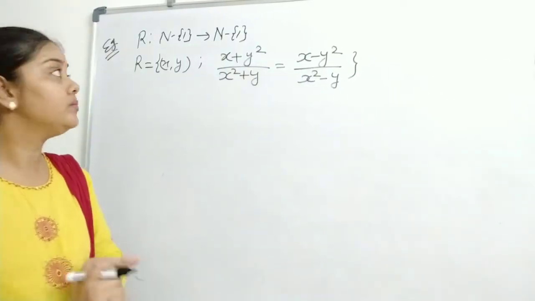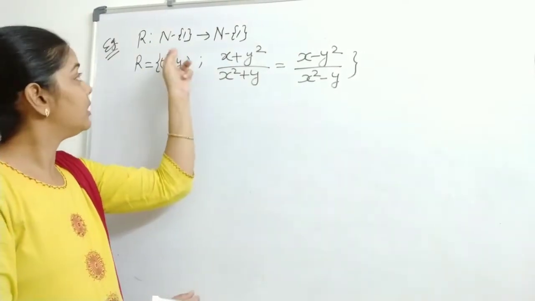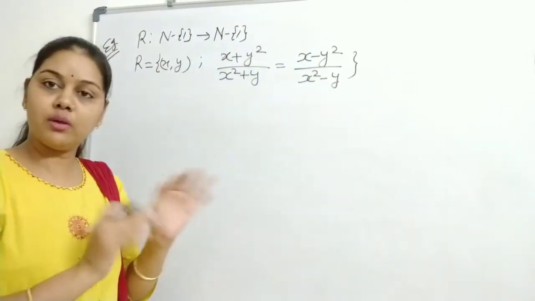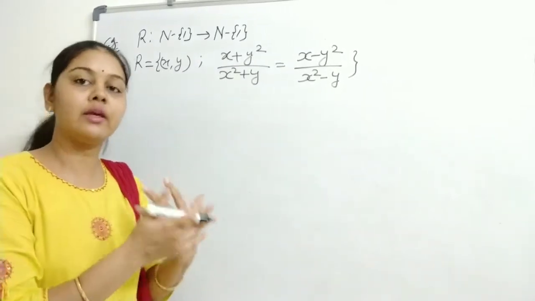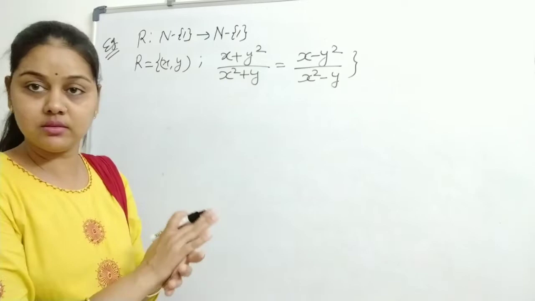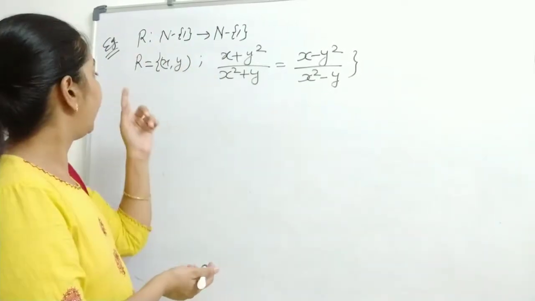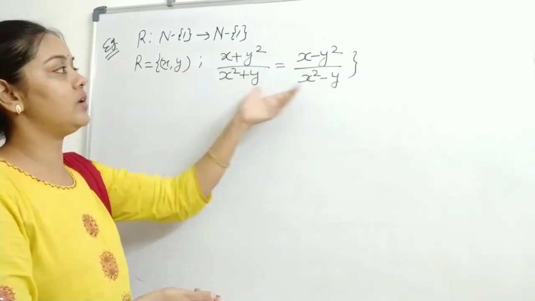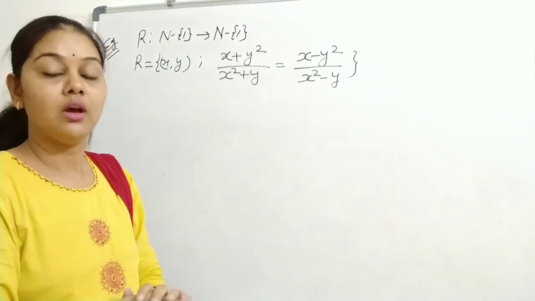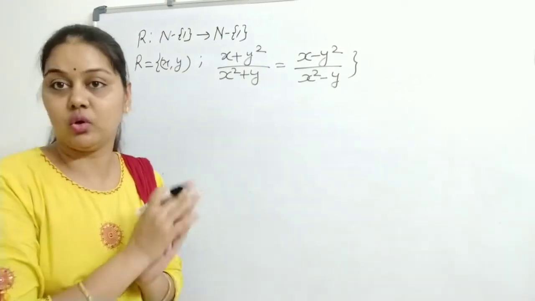For example, I am given that R is a relation from N minus 1, natural numbers minus 1, which means we are not to take 1. After that we can take all the elements like 2, 3, 4 and so on. From N minus 1 to N minus 1, and R is a set of ordered pairs (x, y), where x and y are satisfying this condition. Now tell me whether this is an equivalence relation or not.